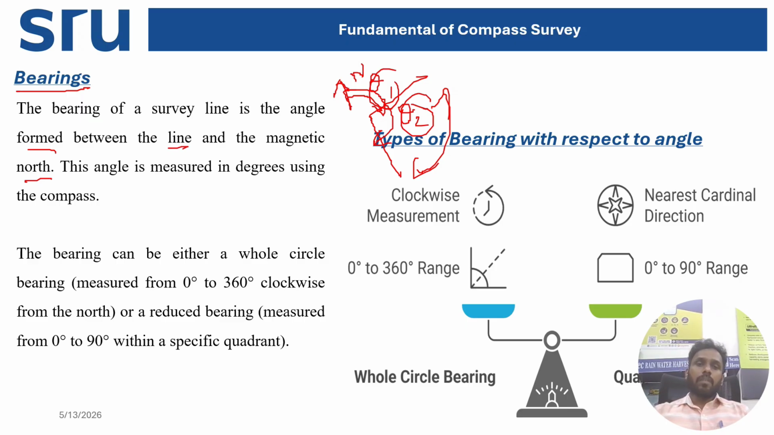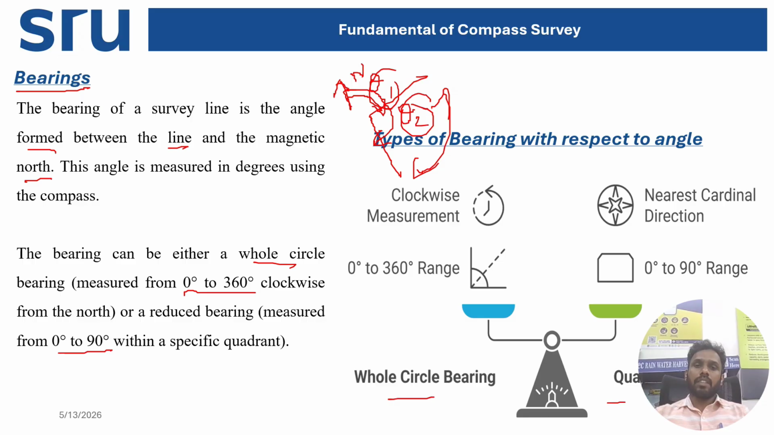So the bearing can be a whole circle bearing, which is measured from 0 to 360 degrees, and it can be a quadrantal bearing, which is reduced from 0 to 90 degrees in a specific quadrant, right? So 0 to 360 is a whole circle bearing, and if it is split into 0 to 90 degrees with a specific quadrant, that is a quadrantal bearing.